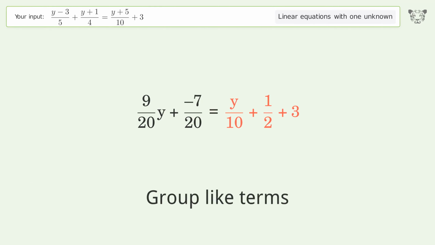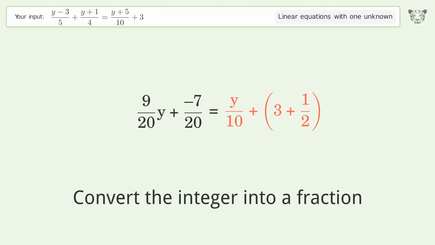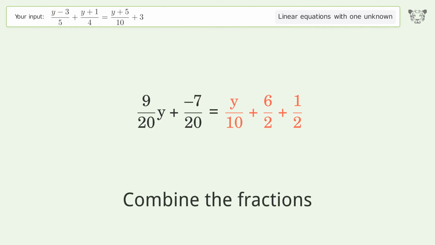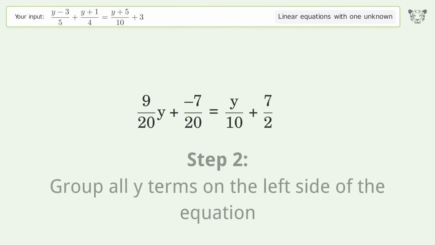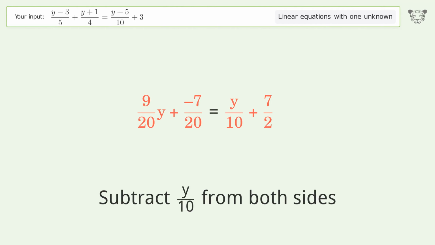Group like terms. Convert the integer into a fraction. Combine the fractions. Combine the numerators. Group all y terms on the left side of the equation. Subtract y/10 from both sides.